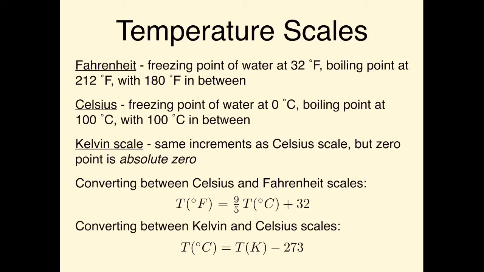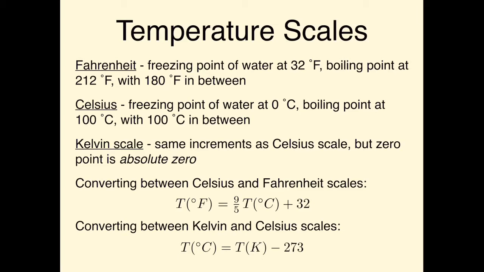In the Kelvin scale, the increments are the same as in the Celsius scale, but instead of setting 0 to be the freezing point of water, 0 in the Kelvin scale is actually absolute zero. So a really important difference between the Kelvin scale and the other two is that you can have negative temperatures in Celsius, right? It's possible to have something be colder than the freezing point of water. But in the Kelvin scale, that's not possible, okay? When you have 0 in the Kelvin scale, that is absolutely as low as you can go in terms of temperature, because again, it's absolute zero.